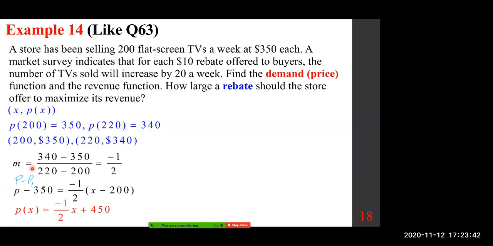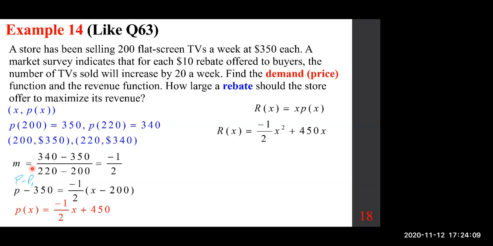What is the revenue? Revenue is the number of products, x, times the price. Now we are in business. We want to maximize this. We're going to use the calculus. So I hope you see all of this is algebra, class. Finding the price function is algebra. Finding the revenue function is algebra. How do we maximize this? We know how to do that.